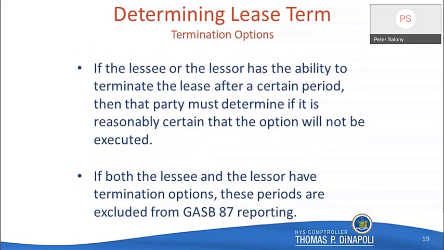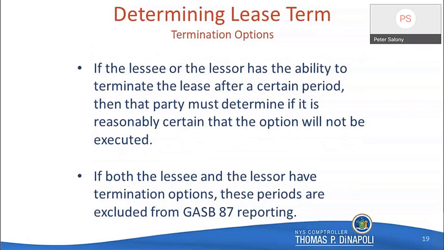Termination options. If the lessee or the lessor has the ability to terminate the lease after a certain period, then that party must determine if it is reasonably certain that the option will not be executed. If both the lessee and the lessor have termination options, these periods are excluded from GASB 87 reporting.